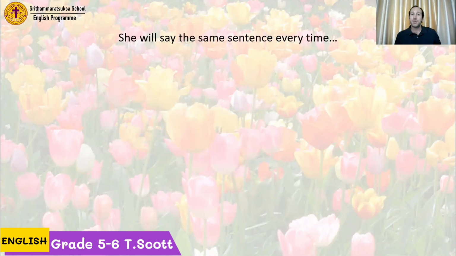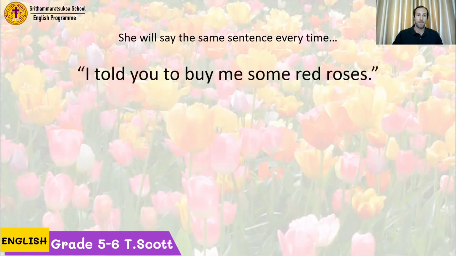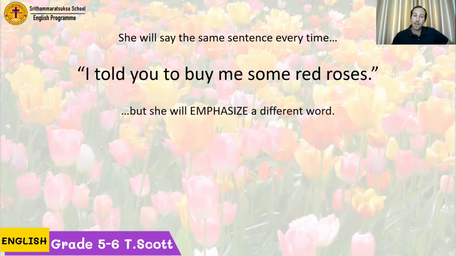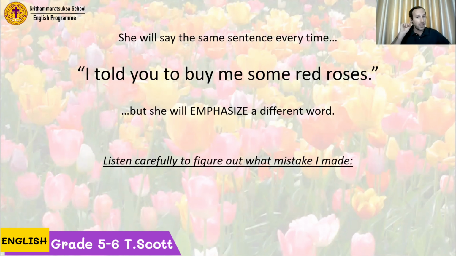In this game, Teacher Kate will say the same sentence every time. The words will be exactly the same. I told you to buy me some red roses. But she will emphasize a different word every time. It's our job to figure out why she emphasized that word. We need to listen carefully to figure out what was the mistake that I made.